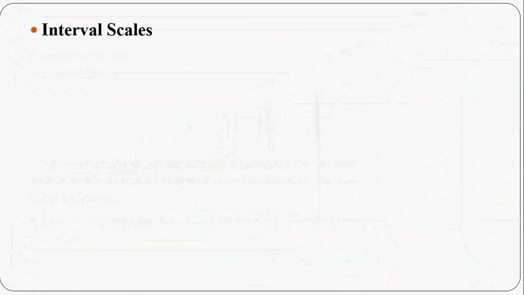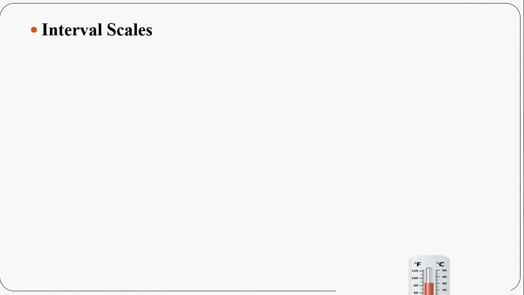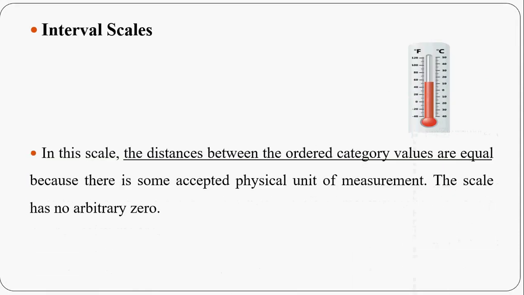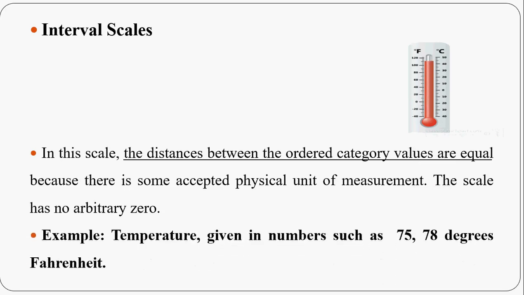Let us move on to the next part, interval scales. Now in this scale, the distance between the ordered category values is equal because there is some accepted physical unit of measurement. The scale has no arbitrary zero, like for example temperature given in numbers such as 75 degrees, 78 degrees Fahrenheit, etc. So this is an example to understand with regards to interval scales.